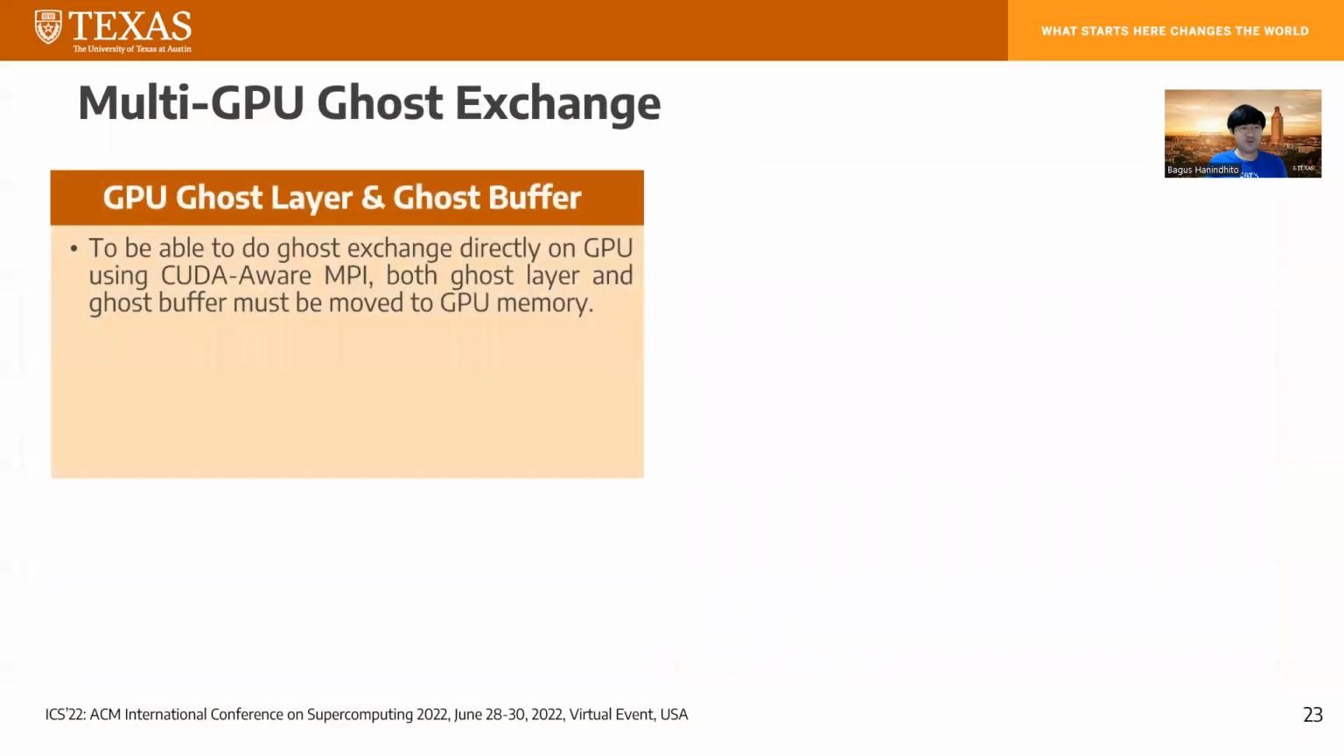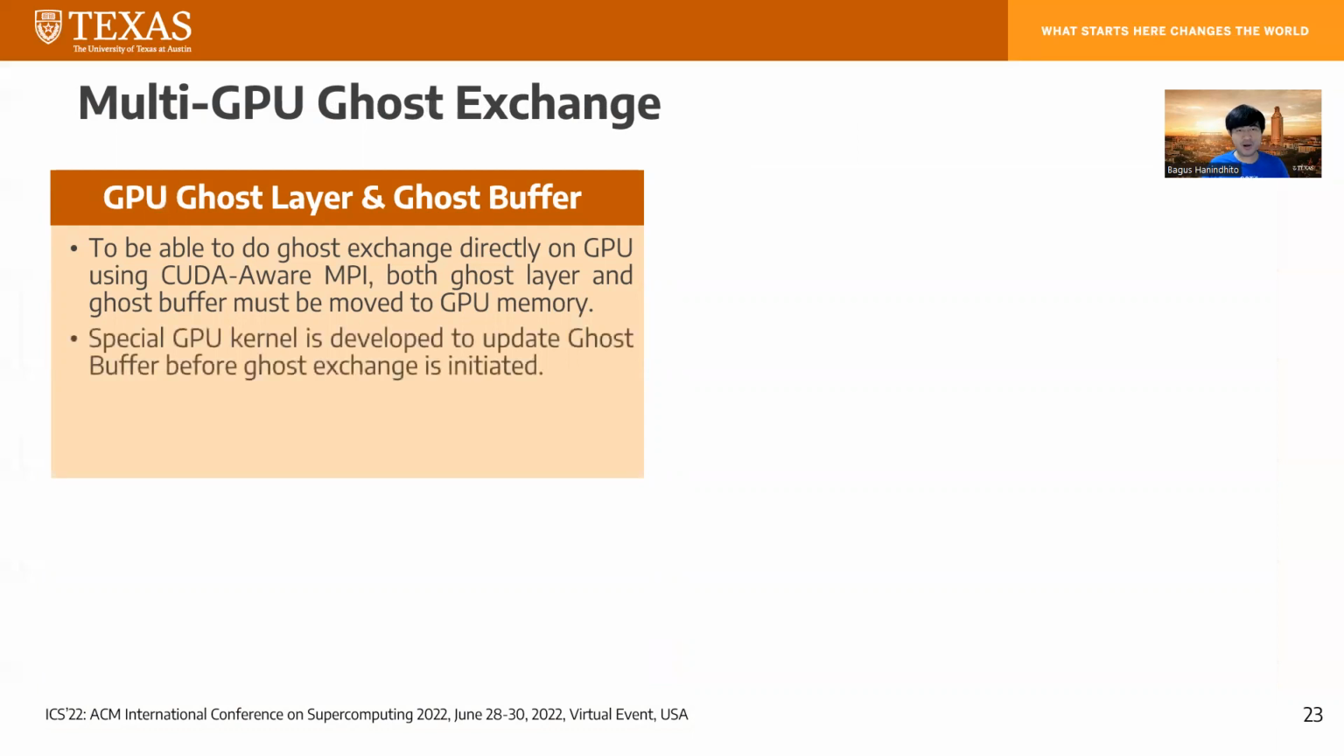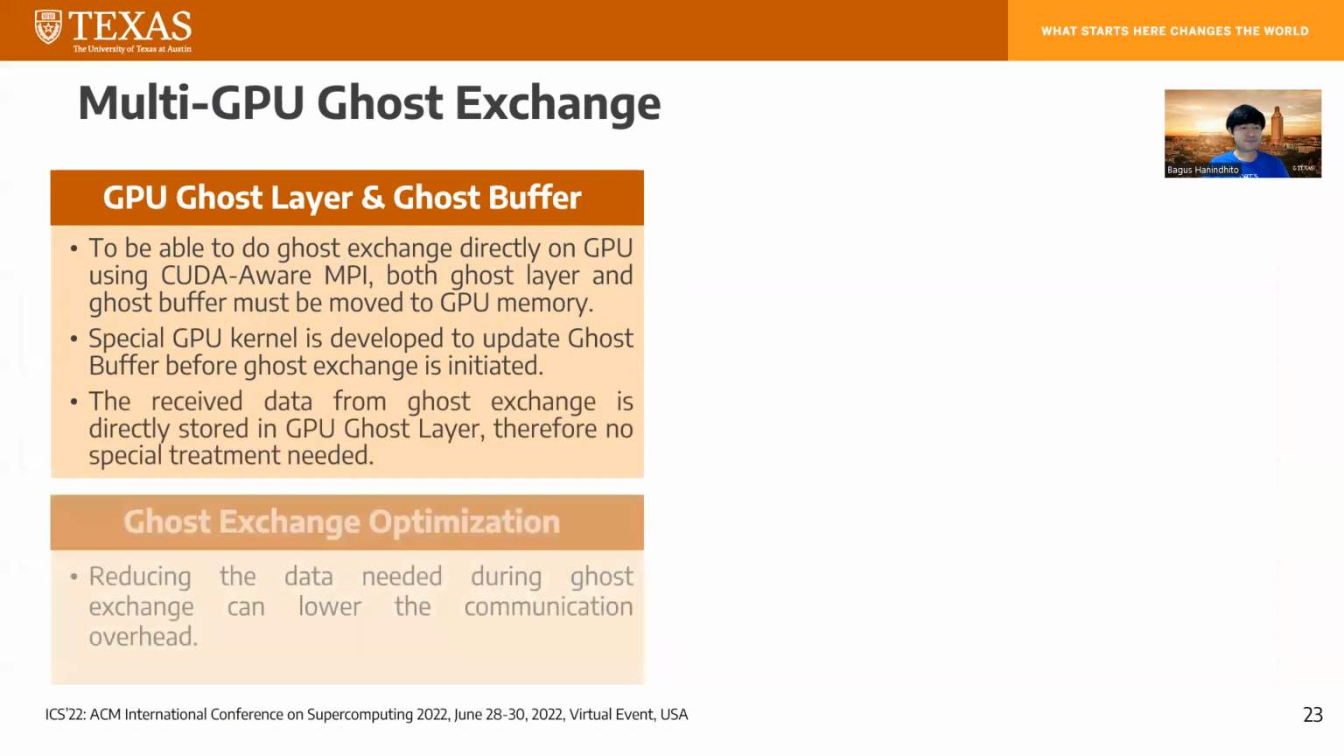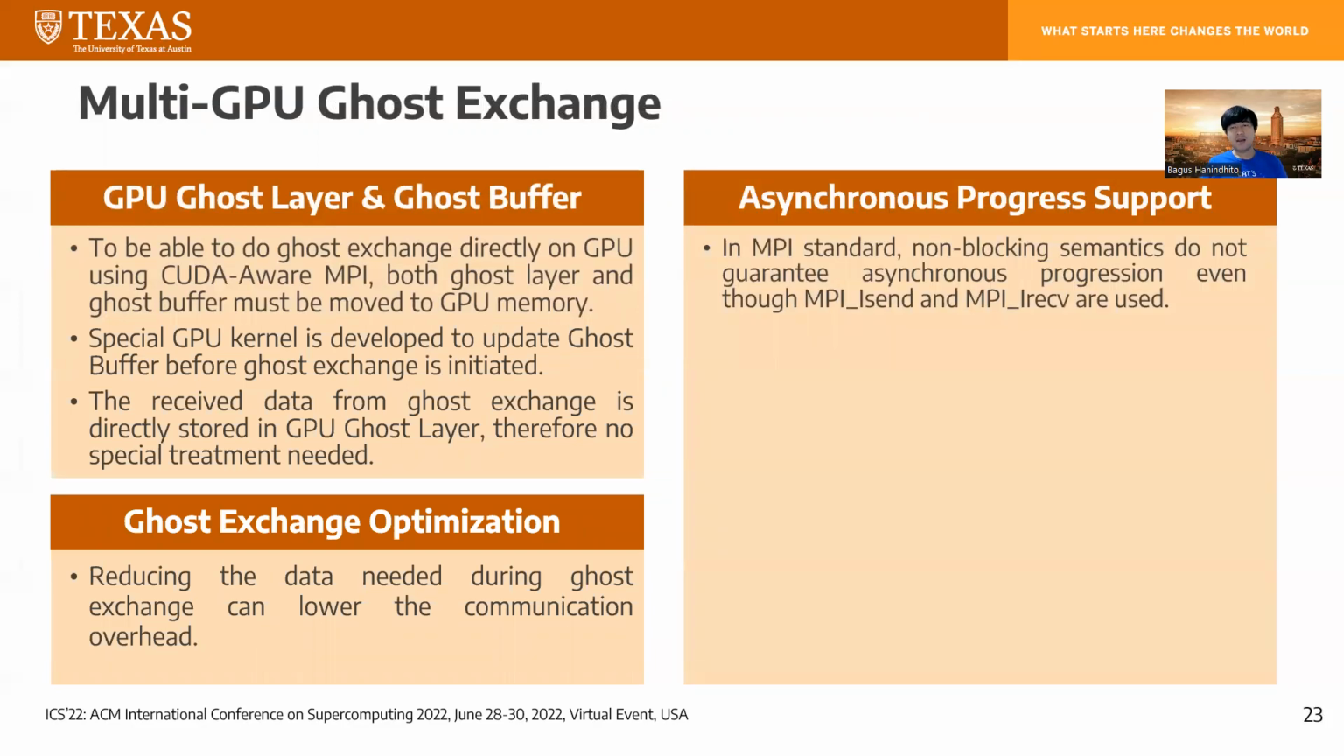So we move the ghost layer and ghost buffer to GPU memory to facilitate multi-GPU ghost exchange. And we need a special GPU kernel to update the ghost buffer before the ghost exchange is initiated, and the received data from ghost exchange is directly stored in the GPU ghost layer. We also optimize the size of the data that needs to be sent during ghost exchange so that it can lower the communication cost overhead.